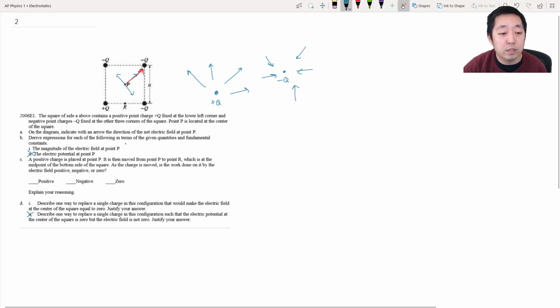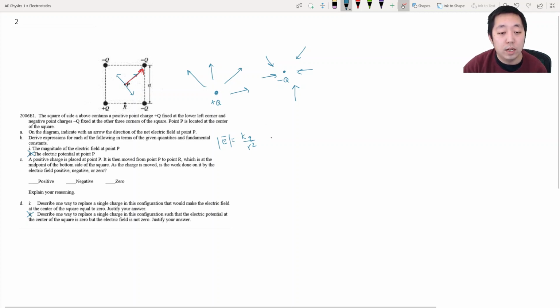Derive expressions for each of the following in terms of the given quantities and fundamental constants. The magnitude of the electric field at point P. So, to find the magnitude of the electric field due to any point charge particle, it is kq over r squared, for a point charge q. Now, what we said is that these two are going to cancel. So I just need to compute the electric field from this one and the electric field from this one.